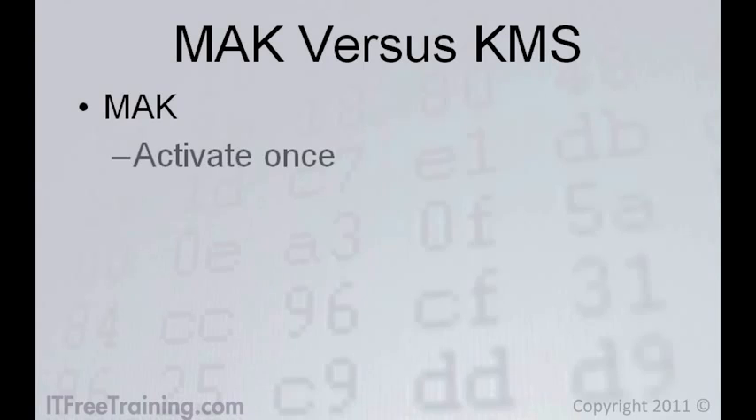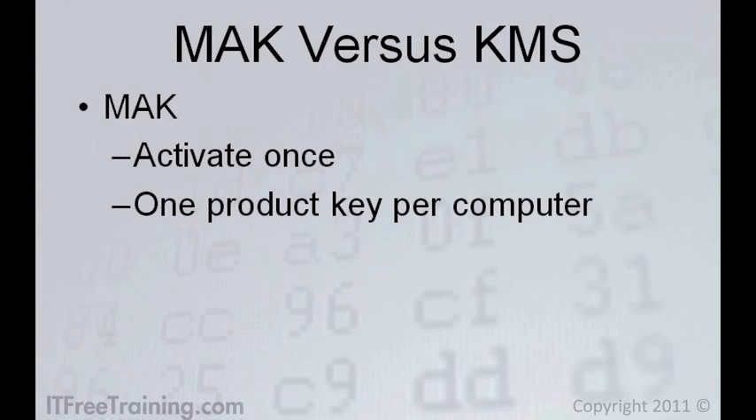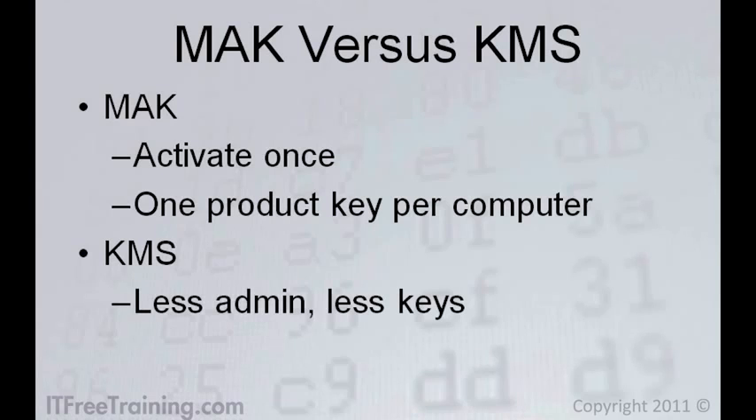The decision on whether you use MAK or KMS depends on your needs and how many computers that you have. MAK has the advantage that you only need to activate your computer once. The big disadvantage is that you need a separate product key per computer, so keeping track of all those product keys can become a big job. KMS has the advantage that one product key can activate many computers. This means that you don't have to keep track of a lot of product keys.